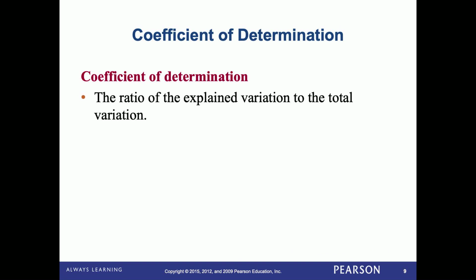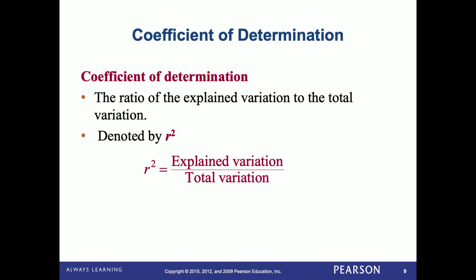Coefficient of determination: the ratio of the explained variation to the total variation. So r squared, which is the coefficient of determination, is explained variation to total.